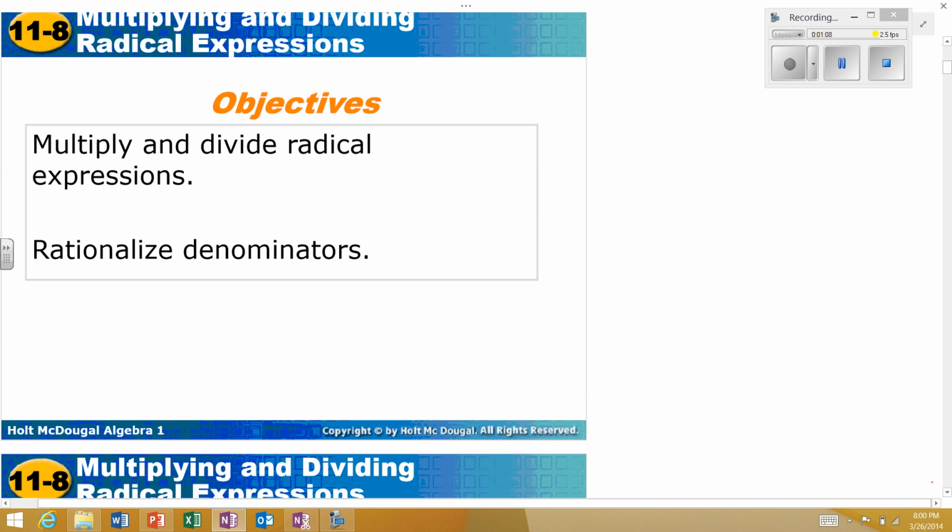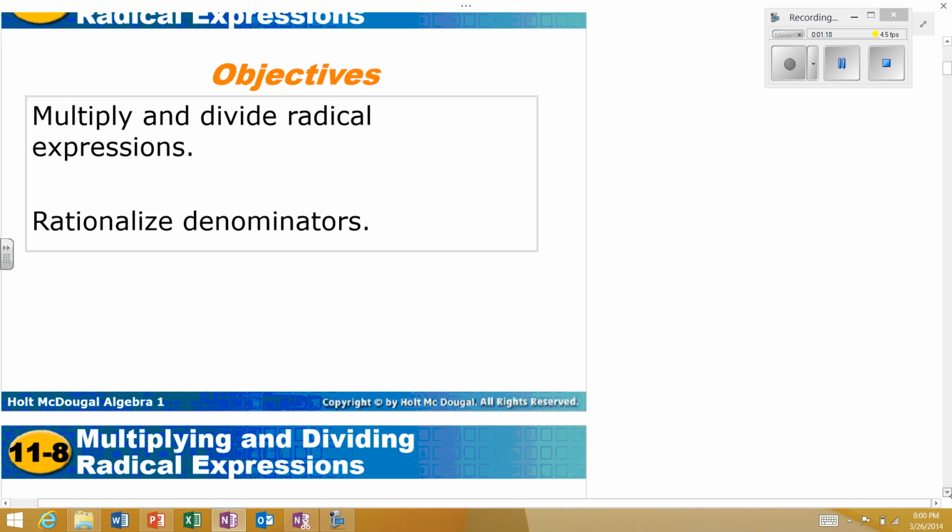So we're going to look at multiplying and dividing radicals today. In the last lesson, it was subtracting and adding. So we need to know how to do something called rationalizing the denominator. So you're going to hear that.